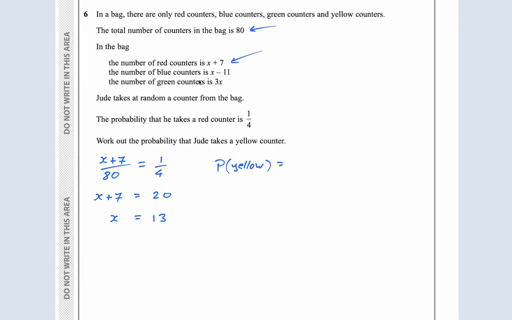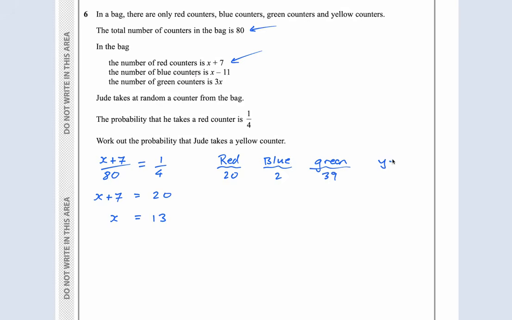Okay, sorry guys, I don't have yellow, but we can figure this out. Let's not do x plus 7. Let's say in red, there is 13 plus 7, which is 20. Blue, there is 13 minus 11, which is 2. And green, there is 3 times x, which is 39.